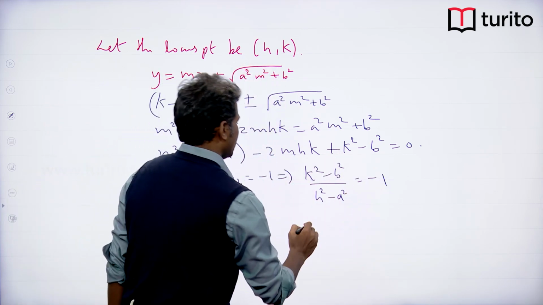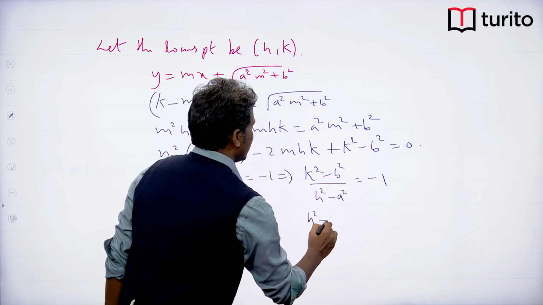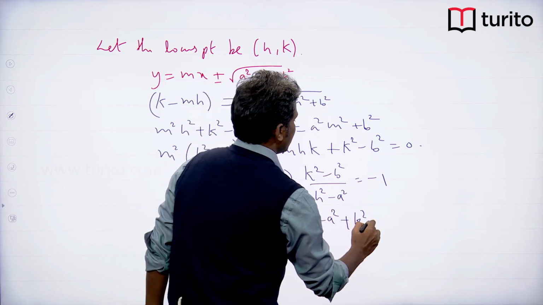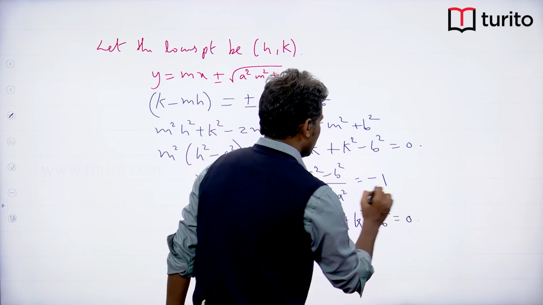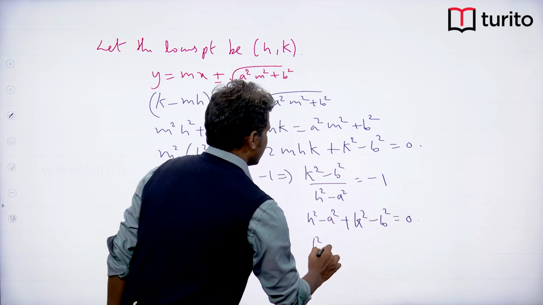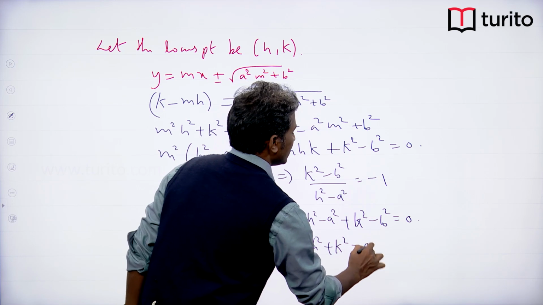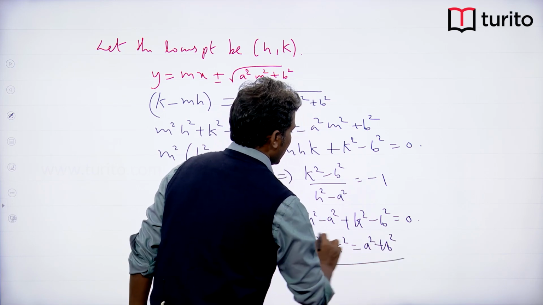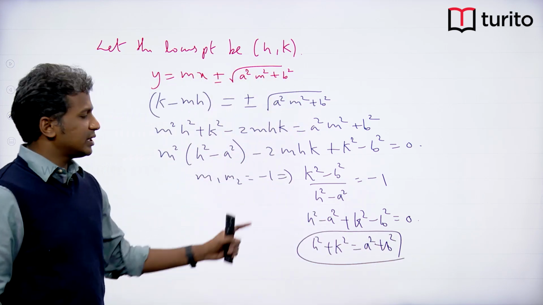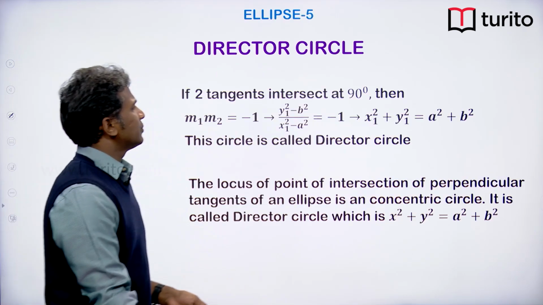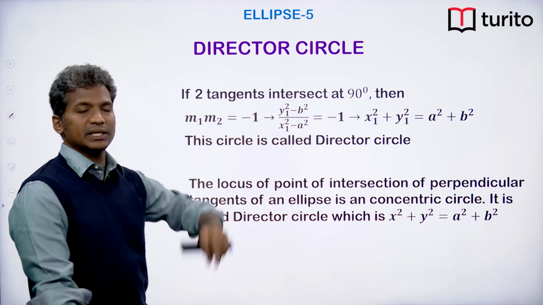Now, if we simplify this, what do we get? h square minus a square plus k square minus b square is equal to 0, which is the same as h square plus k square is equal to a square plus b square. Now, at the end, what do we do? Replace h with x, k with y. So, that is exactly the analysis that we have done.